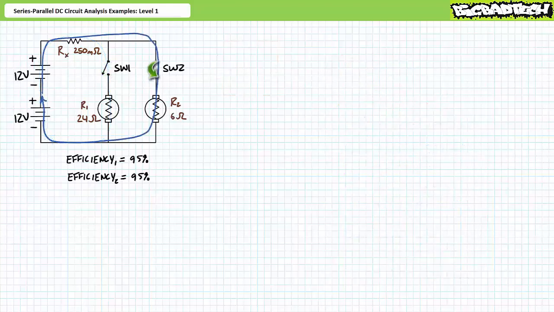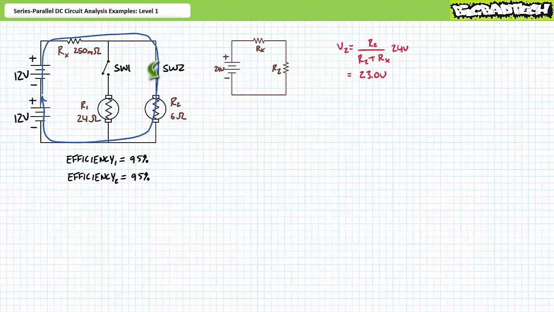Part 2, switch 1 open, switch 2 closed. The closure of switch 2 places Rx and R2 perfectly in series with one another. An application of the voltage divider rule solving for V2 demonstrates that V2 is 23 volts. An algebraic manipulation of the Kirchhoff's voltage law equation for the pure series simplification demonstrates that Vx is the remaining 960 millivolts. An application of Ohm's law demonstrates that I2 is 3.8 amps.